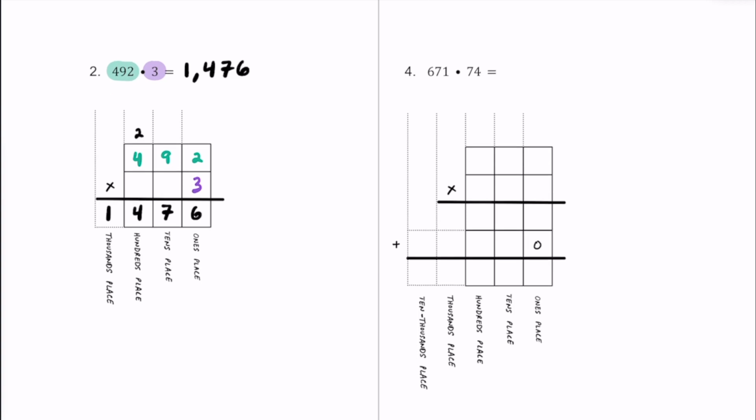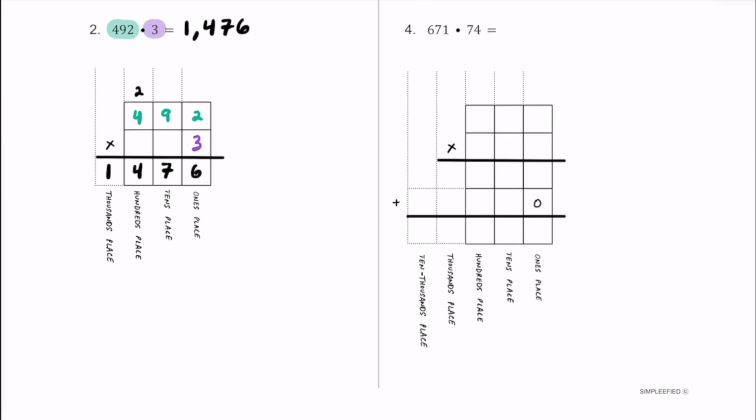For number 4, we have another 3-digit by 2-digit problem. So we have 671 multiplied by 74. Now 671 has 3 digits and then the 74 only has 2 digits. So let's go ahead and put this 671 on top here, and then we're going to multiply this by what? We're going to multiply that by 74. That only has 2 digits, so we'll put the 74 on bottom, but make sure we put the place values lined up here. All right, now let's go ahead and get started with this 4.